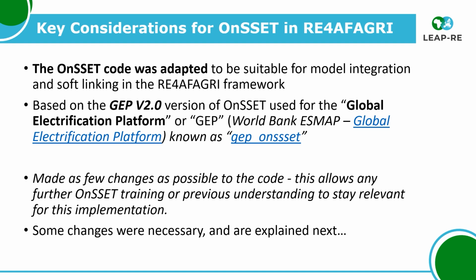In this framework, we modified the OnSSET code and adapted it to be suitable for model integration in the RE4AFAGRi framework. This is based on the GEP version 2 of OnSSET used for the Global Electrification Platform in combination with many different actors, including the World Bank, KTH, and many others. This is often referred to as GEP OnSSET, which may be referred to this way throughout. We've tried to make as few changes as possible to the code, as this allows for any further OnSSET training or previous understanding to stay relevant for this implementation. However, some changes were necessary, and we'll explain these next.